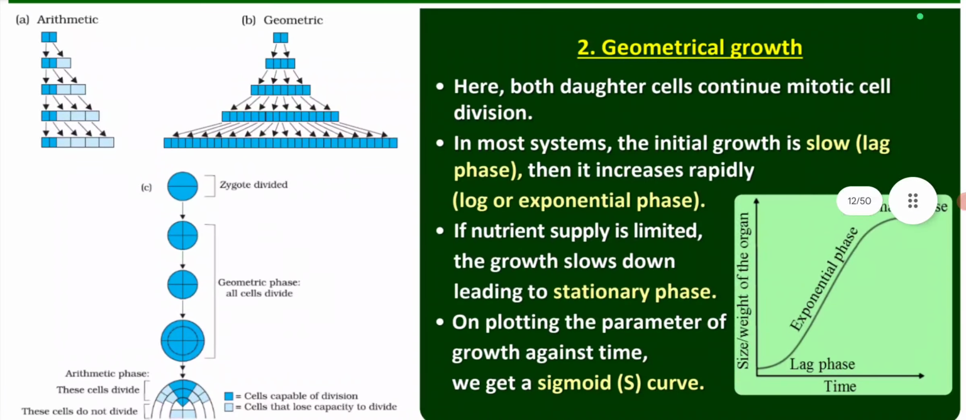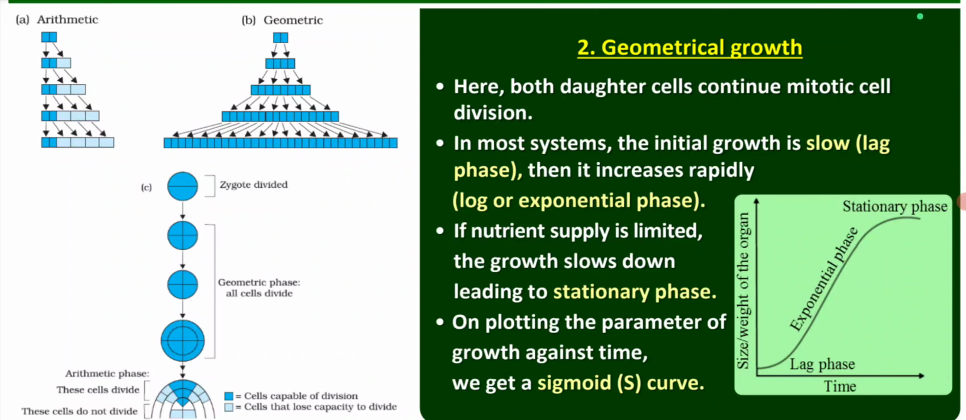Here you can see both daughter cells continue mitotic cell division and geometric growth. In most systems, the initial growth is slow, that is called lag phase. Then it increases rapidly, that is log or exponential phase. If nutrient supply is limited, the growth slows down, leading to stationary phase. On plotting the parameter of the growth against time, we get a sigmoid or S curve.